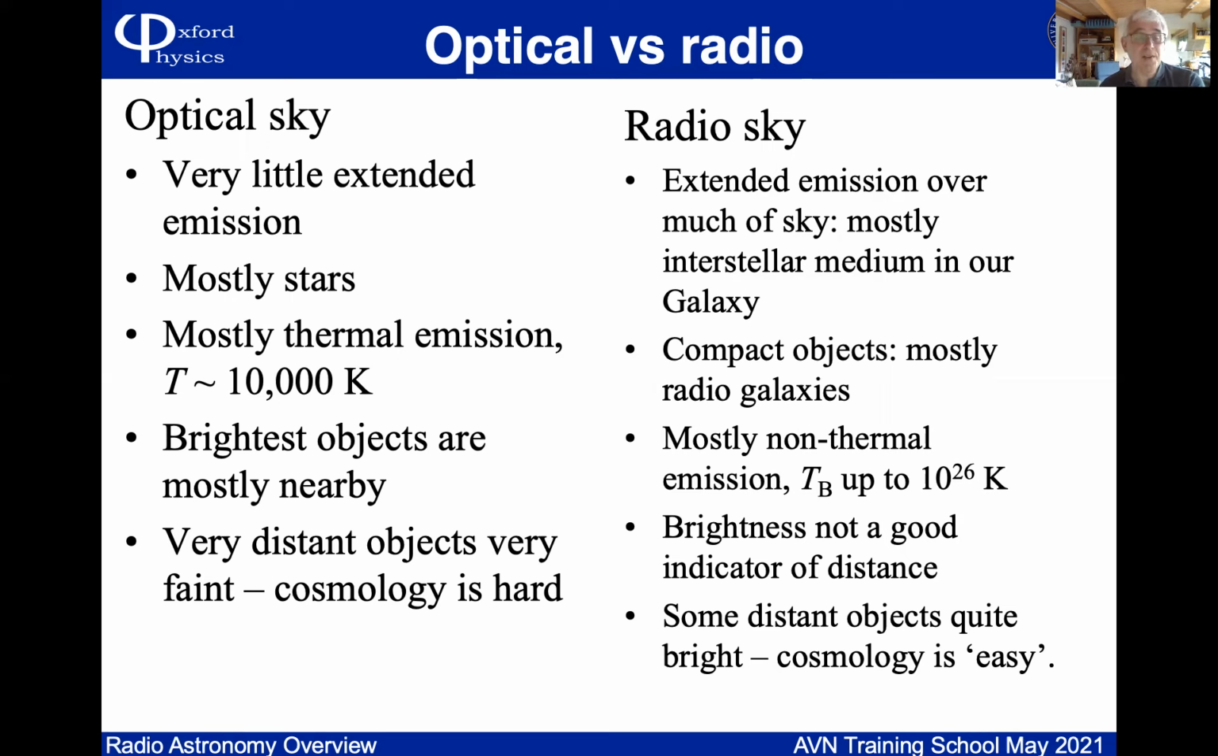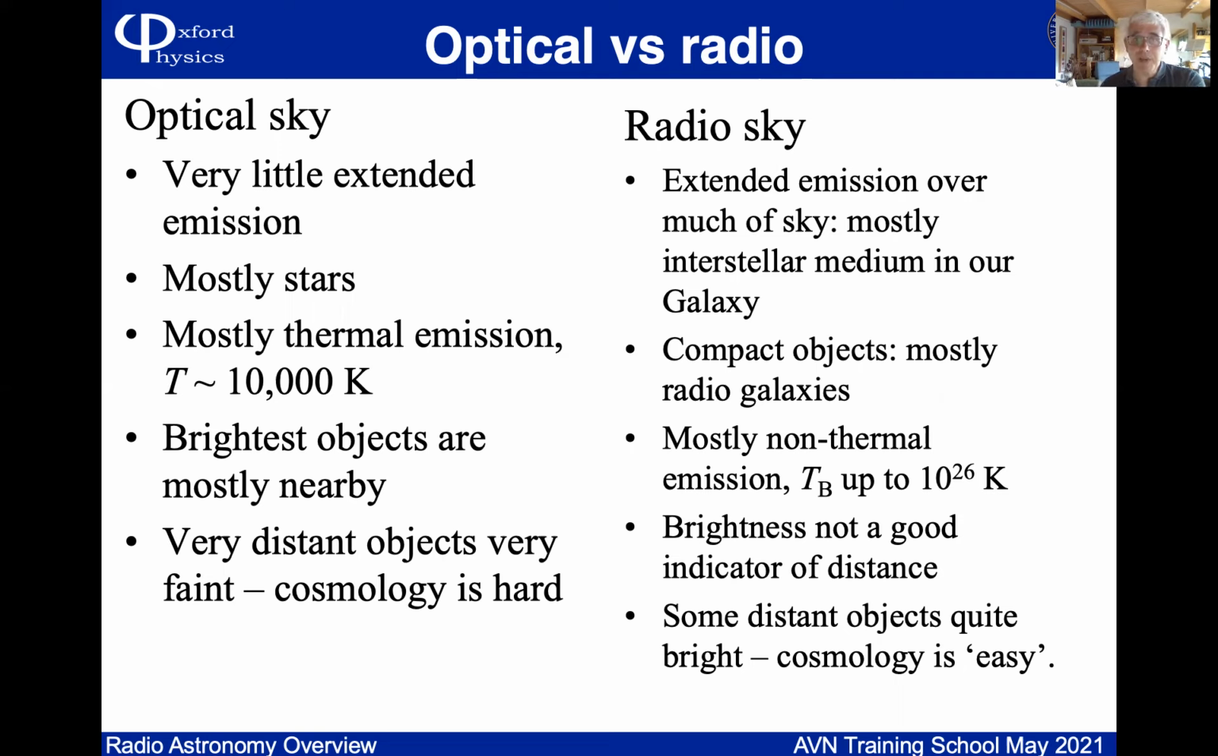This also means that very distant objects are very faint. It's pretty much the rule in optical astronomy that the faintest objects are the furthest away, and the furthest objects are faint. This actually makes studying the universe as a whole in the optical quite difficult.